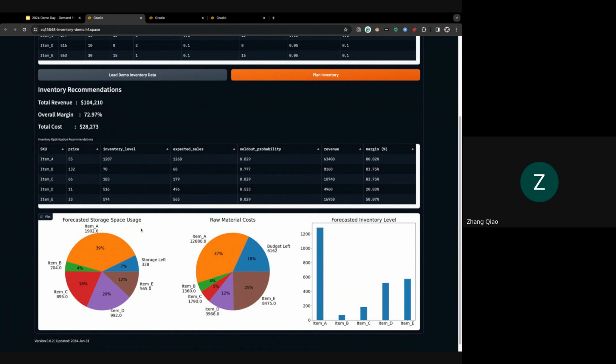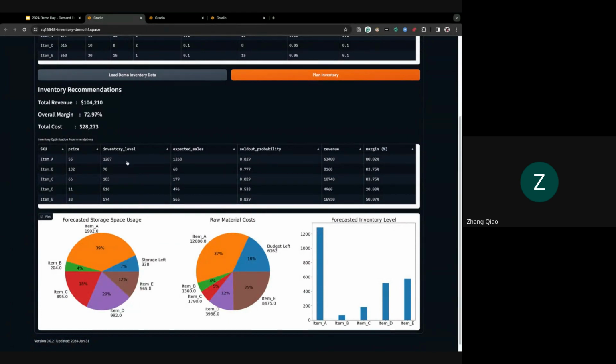Maybe this suggests that in the future, we can introduce more SKUs. We can sell more different products, depending on how the supermarket or the inventory planner decides to make their business plan.